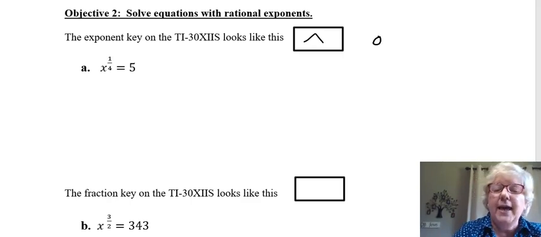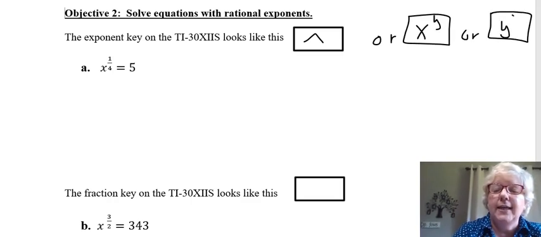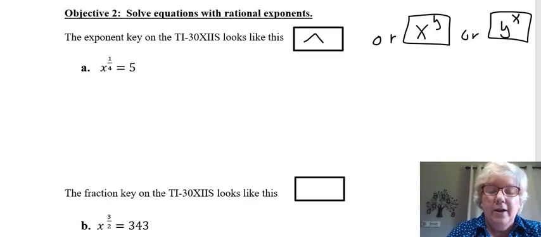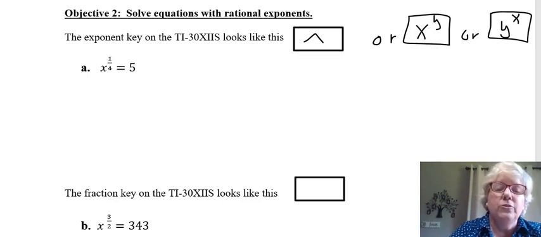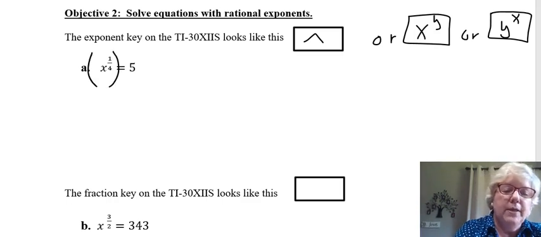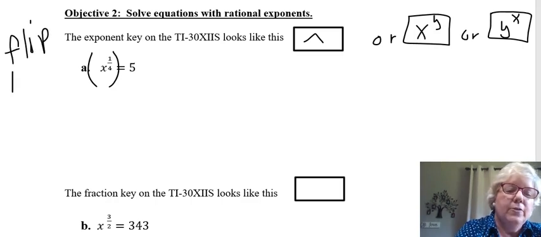Some of you may actually have an exponent key that looks like this, or even y to the x like that. Now, you may have to use that in this particular section. To solve an equation with a fraction or rational exponent, you will take the reciprocal of the fraction. So flip the fraction and use it as an exponent.